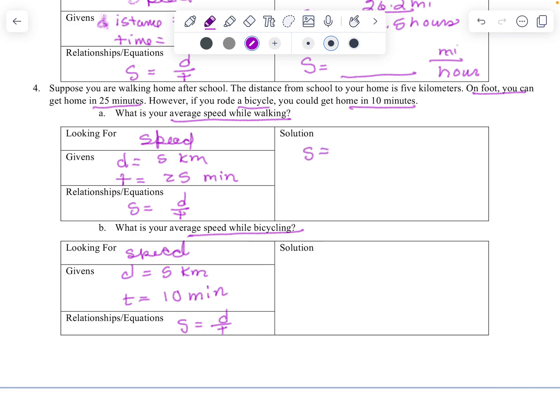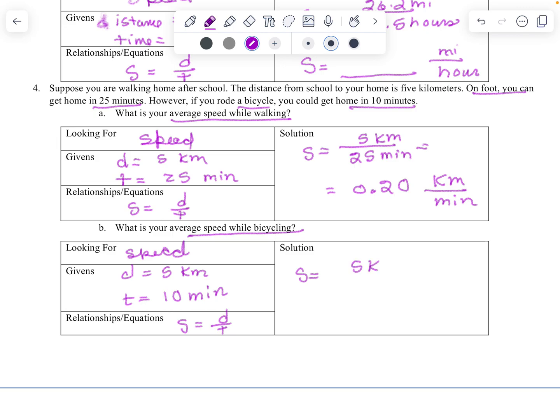Speed equals 5 kilometers divided by 25 minutes. 5 divided by 25, this one I'll do for you, equals 0.20 kilometers per minute. Make sure you can get that on your calculator.